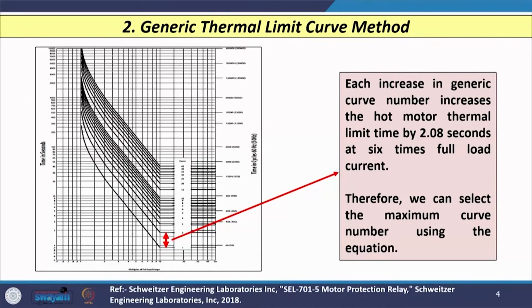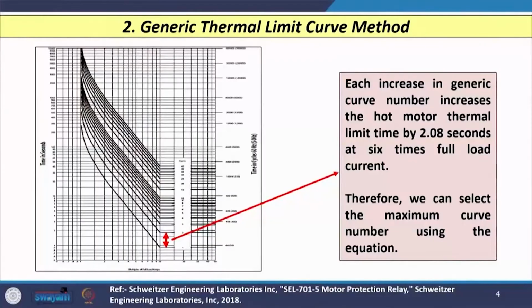Now, let us see the different curves provided by the relay manufacturer. You can see here on the screen the curves: on the x axis we have multiples of full load amps, and on the y axis the time in seconds, and several curves are given, starting from 1, 2, up to maybe 45.